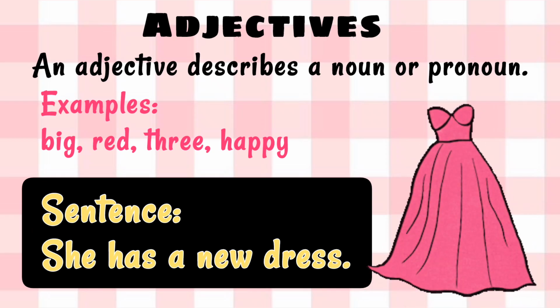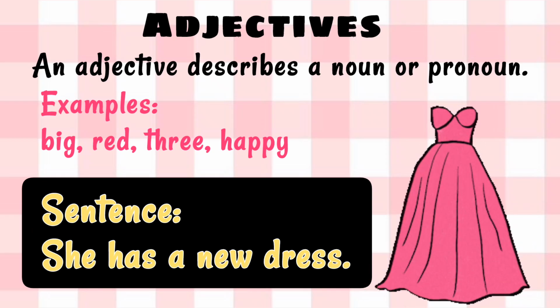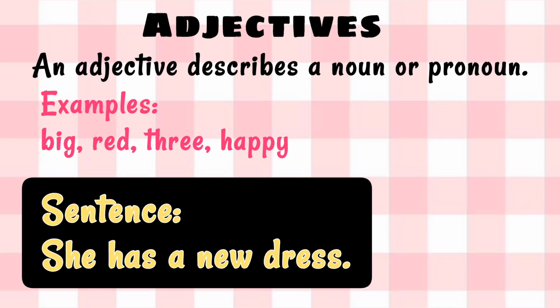She is the pronoun and dress is our noun. Has is the verb of that sentence. Now, the word new is used to describe the dress. The dress could have been old, it could have been gray, it could have been beautiful, but the person who is speaking decides to describe it as new. So new here is our adjective.